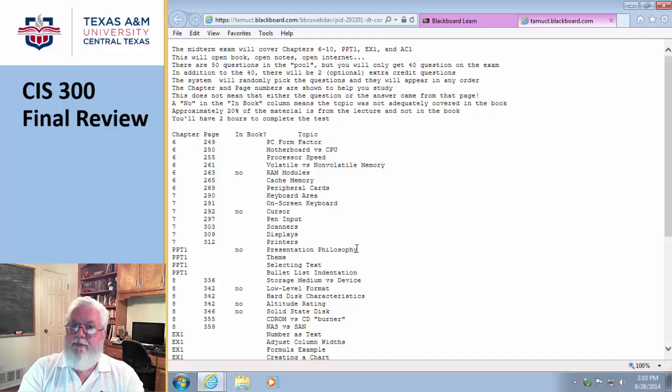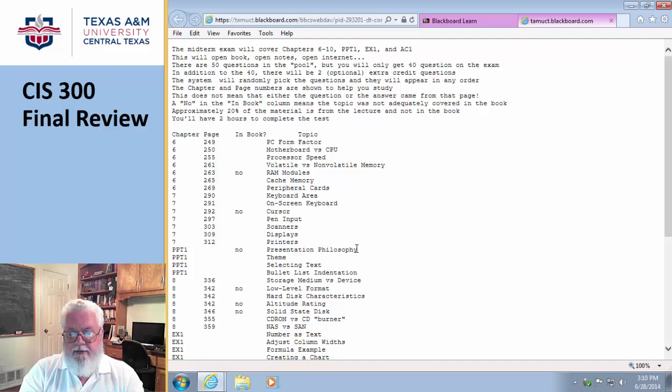Okay, now we're back to the normal textbook. So chapter 8 was all about storage, that kind of stuff, remember? So, what's the difference between a storage medium and a storage device? That'd be a good question. Low-level format. Remember I talked about how, in the old days, you'd get a disk and you'd have to prep it. And so what does low-level formatting actually mean today?